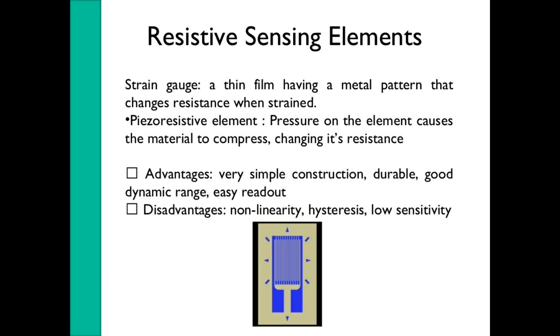Resistive sensing elements. The first type is the strain gauge. In the strain gauge, a thin film having a metal pattern changes its resistance when it is strained. The second one is the piezoresistive element. Pressure on the element causes the material to compress, changing its resistance. Now we are going to see the advantages and disadvantages of these resistive sensing elements. The advantages are that it is very simple in construction, very durable, has a good dynamic range, and it is very easy to read out the information. The disadvantages are non-linearity, and the sensitivity is very low.